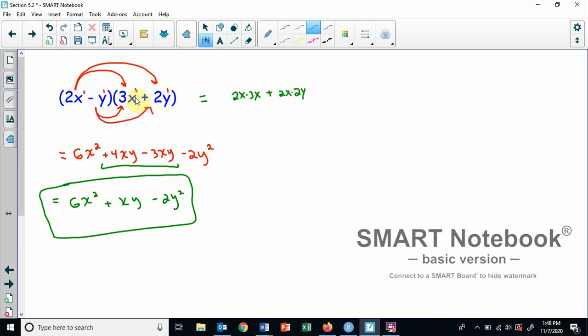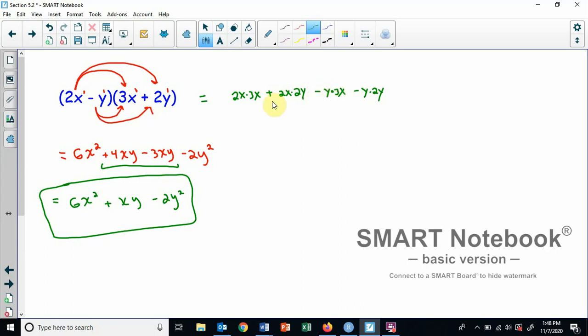You do not have to show this step though. Negative y times 3x, negative y times 2y. If you need to show this out before you start doing your multiplying, you can. You will just see that 2 times 3 is 6, and x times x is x squared, 6x squared. 2 times 2 is 4, x and y stay there. Negative 3, oh, that's a times, not a, sorry, it's a little sloppy. So it's just negative 3xy.